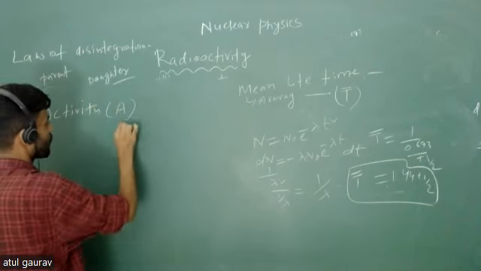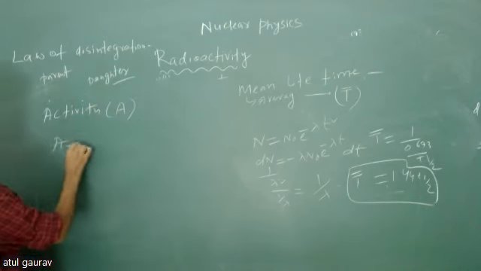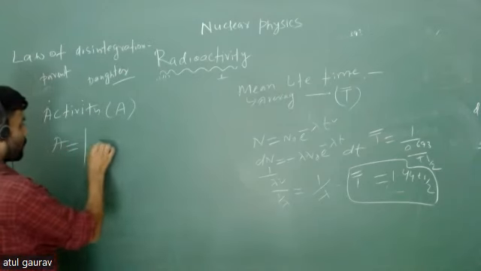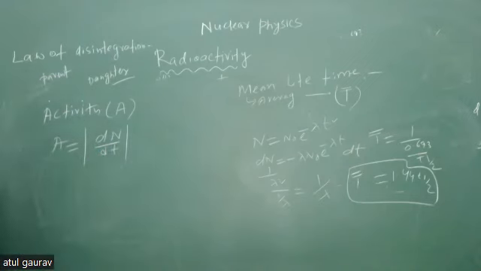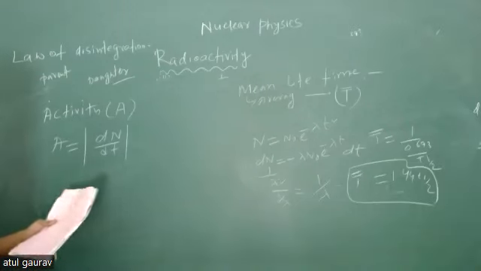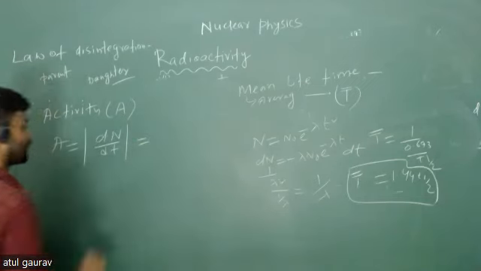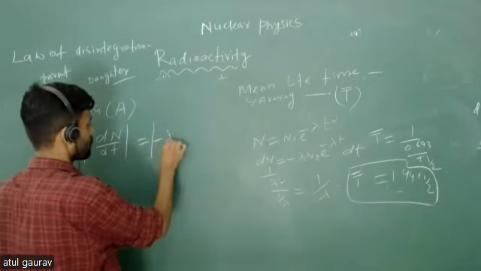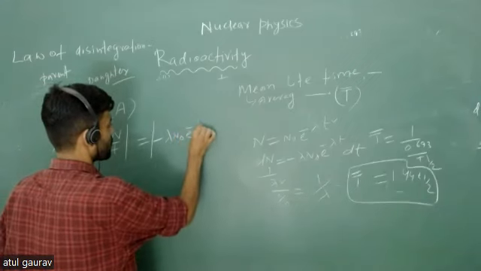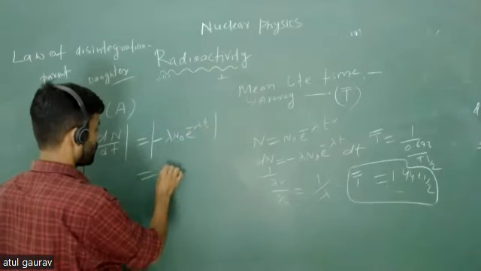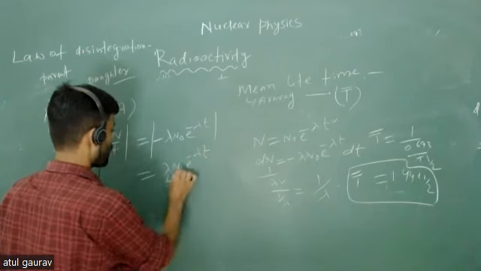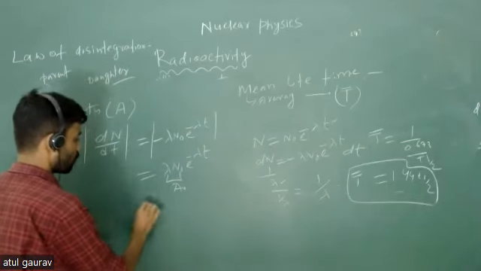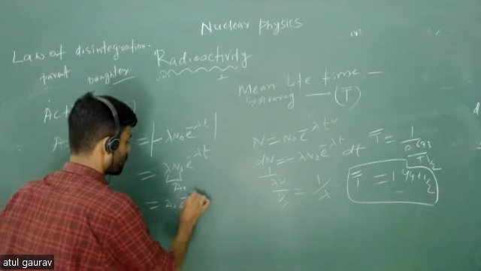Now activity, basically denoted by A. Activity is nothing but the rate of decay, or the number of nuclei decayed per unit time. So dN by dt, and you know dN by dt is minus lambda N naught exponential minus lambda t. So it will be simply lambda N naught exponential minus lambda t, and lambda N naught is basically the initial activity, A0. So you can write A0 exponential minus lambda t.